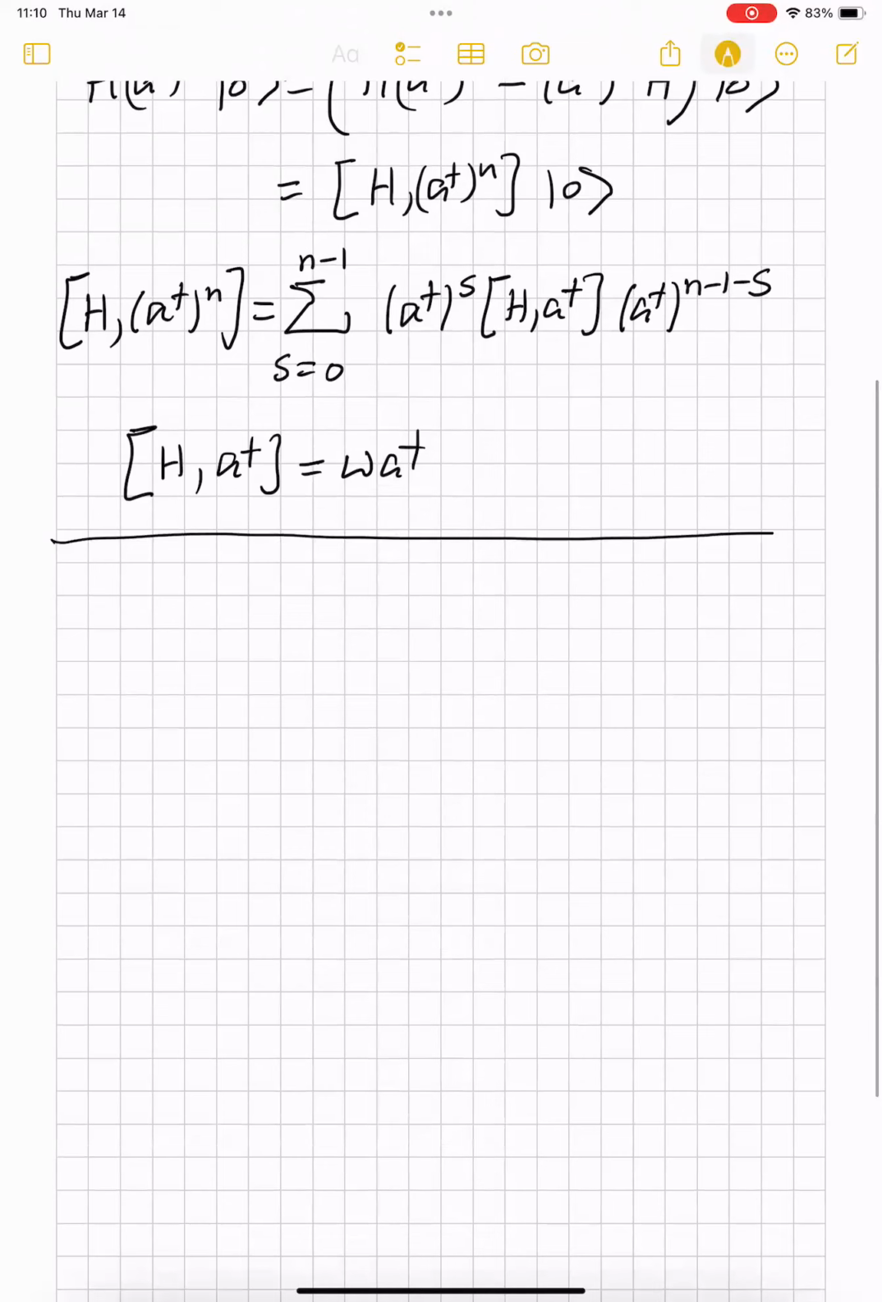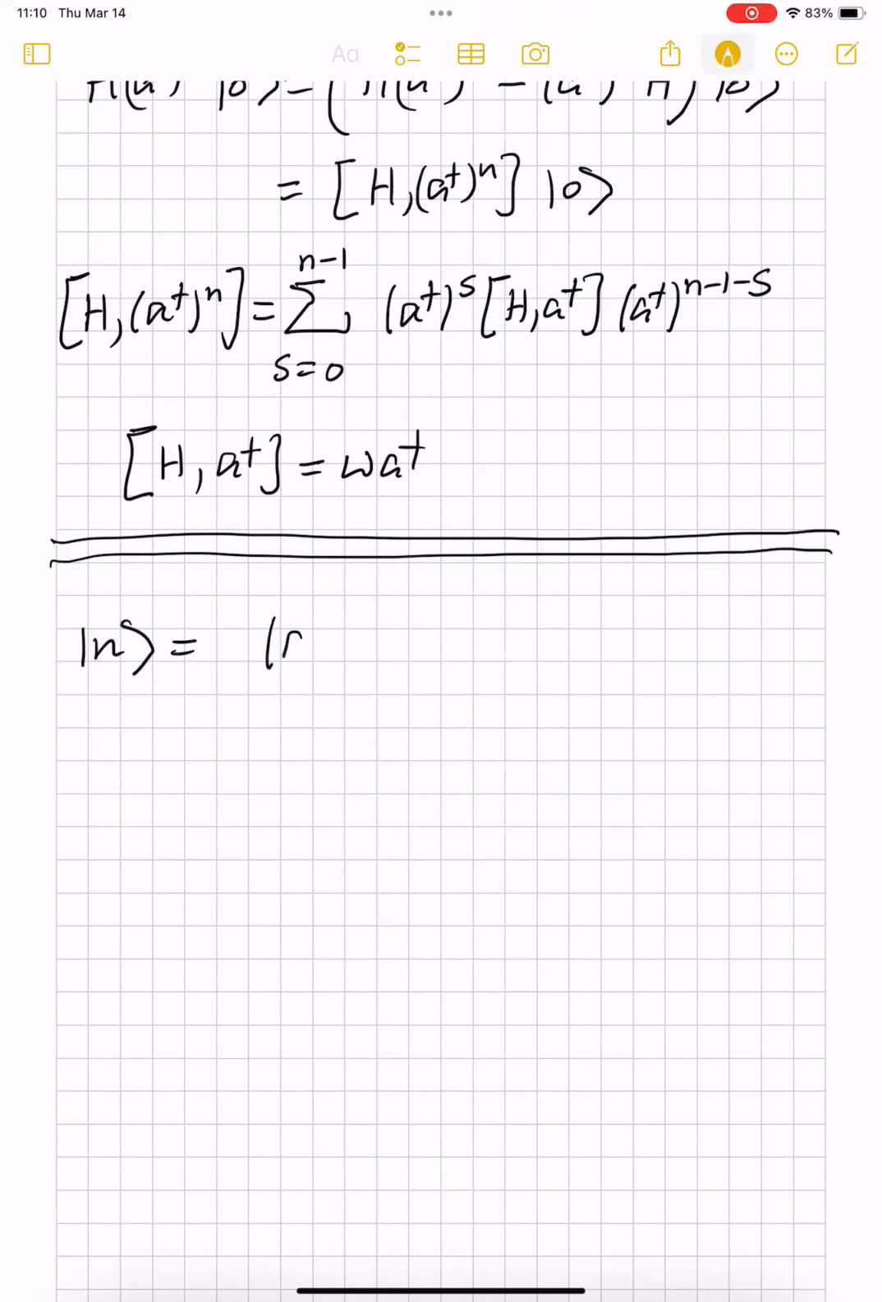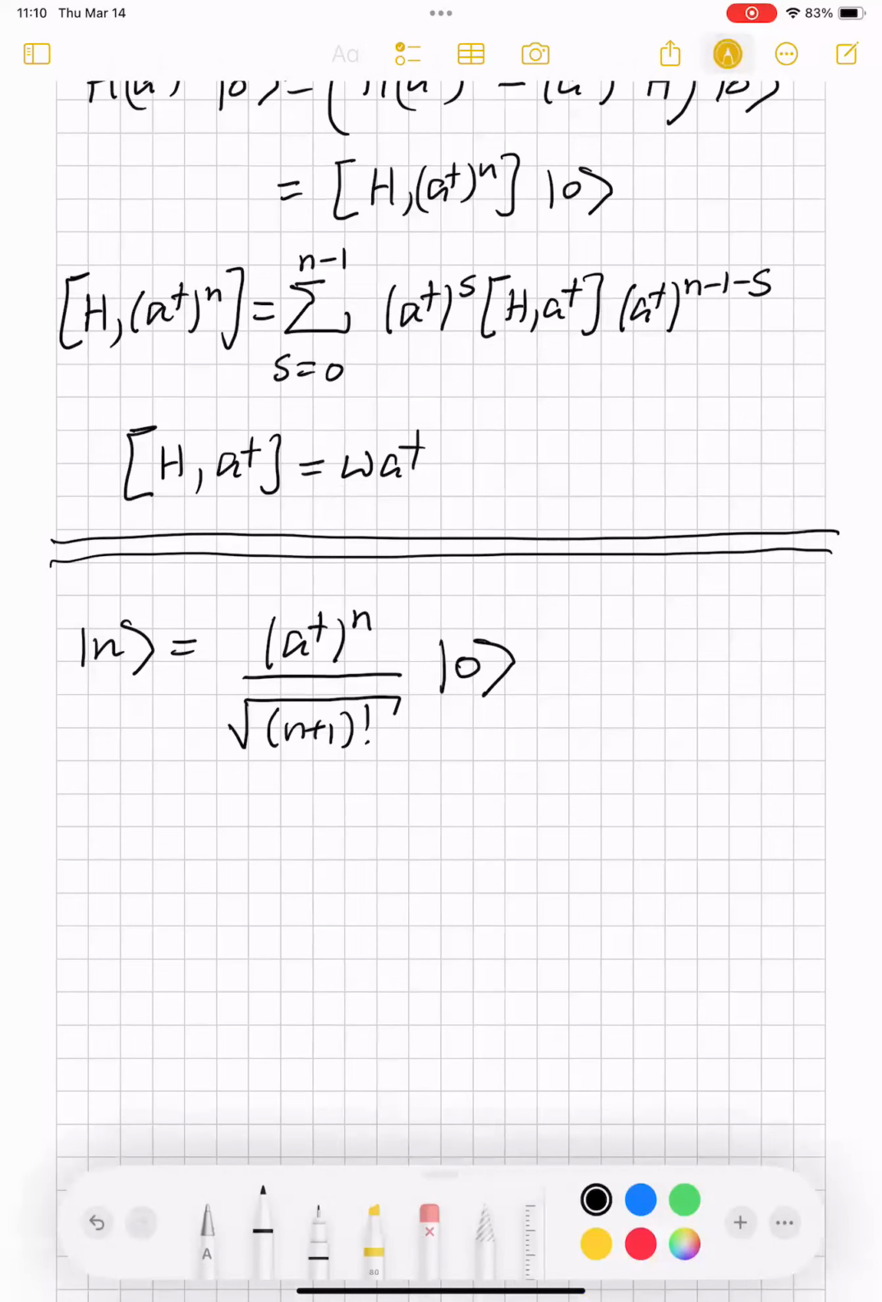Now let's come to the second hint. For the second one, I want you to prove that this state n, which is a dagger raised to the power of n, is n factorial square rooted acting on ket naught. Okay? So it's all about proving that the correct normalization factor, oh, sorry, that you shouldn't prove, that you shouldn't be able to prove, because it's not true. That's what you should be able to prove, okay?